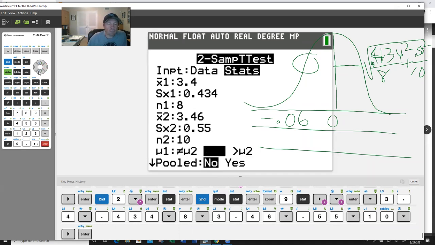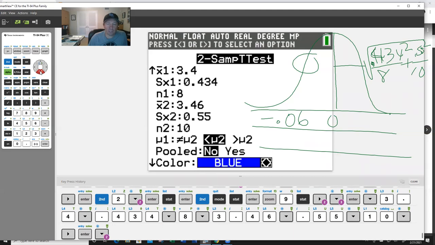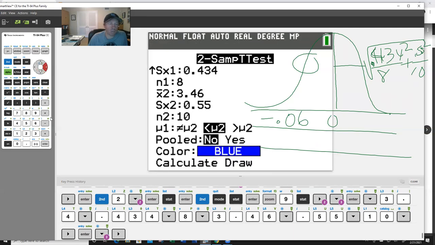The word pooled, okay, pooled is really simple. If the standard deviations are the same, in this case they're not, but if they were, you would pool the data. And what that does is that will give you 17 degrees of freedom, 10 plus 8 minus 1, as opposed to 7 degrees of freedom, which is the smaller sample size minus 1. That's an advantage because you're getting a little more accurate data, but typically you don't pool because typically the standard deviations are different. All right, I'm going to draw this out.